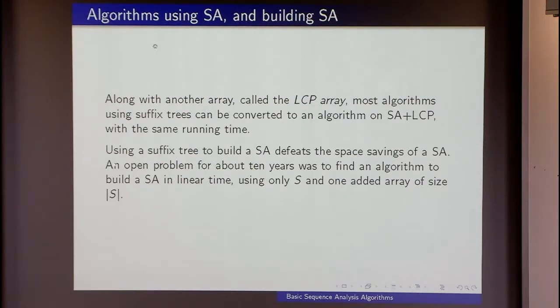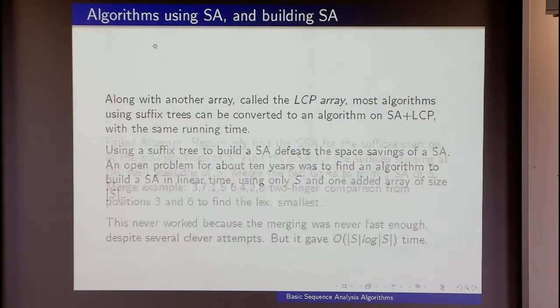Okay. So as I said, using a suffix tree to build a suffix array defeats the space savings. And so an open problem for about 10 years was to find an algorithm to build a suffix array in linear time, obviously, but only using S and one added array of size S. Okay? And that was open for, well, I say 10 years. Making these slides, I didn't bother to check it. It might even be longer than that.